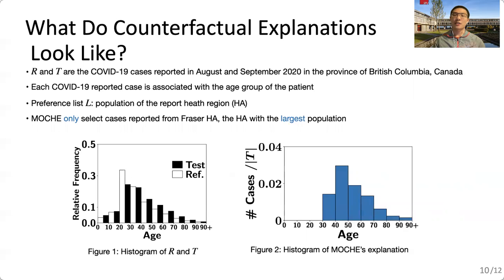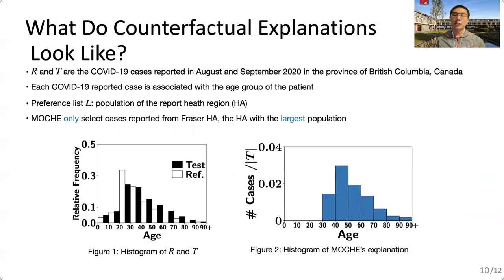Each reported case in the two sets is associated with the age group of the patient. A failed case test between the two sets suggests that the infected cases in those 2 months are not likely to follow the same distribution on age groups. Figure 1 shows the histogram of the two sets.